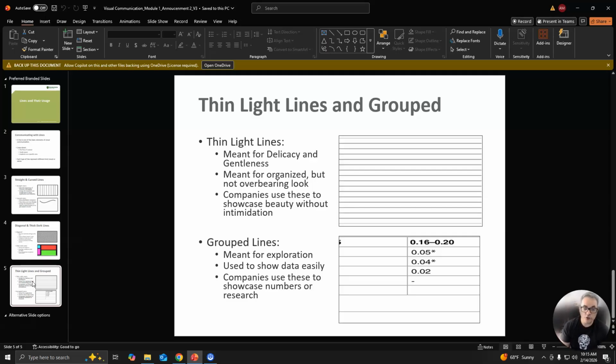And then finally, we have grouped lines. Grouped lines are meant for exploration. They're meant to show data easily. They're grouped in a specific way to highlight that this is trustworthy because we're showing y'all facts, and they show research. Other than that, I wanted to show y'all some different types of lines.